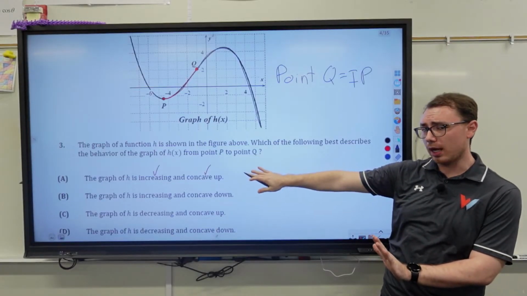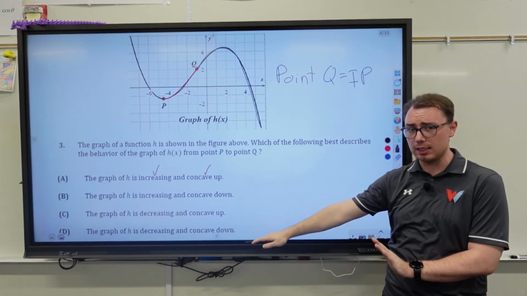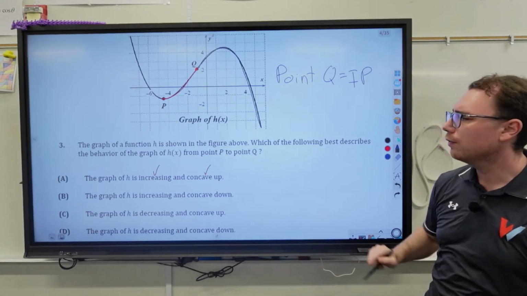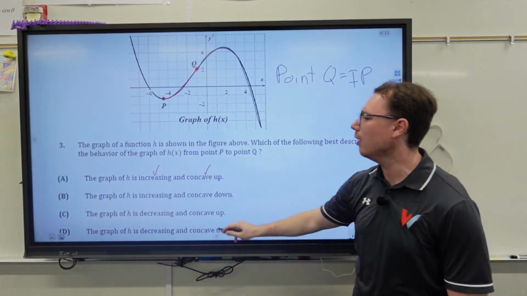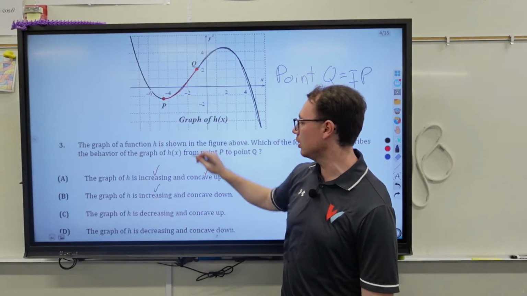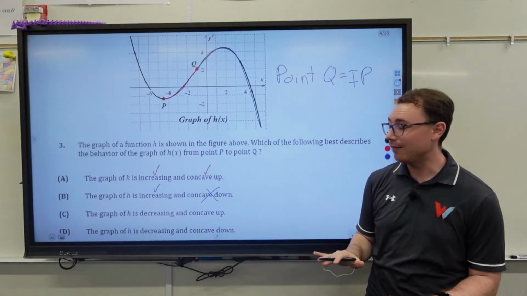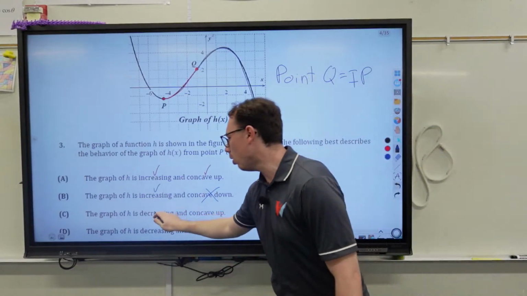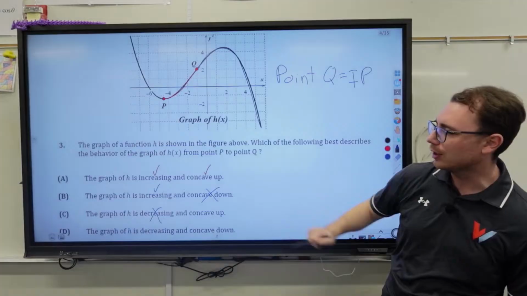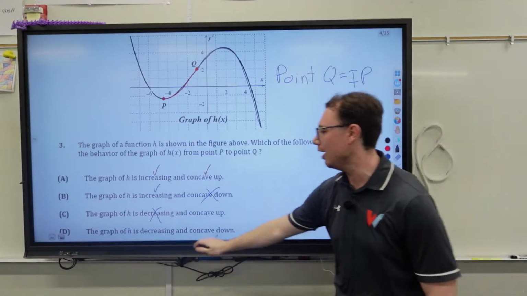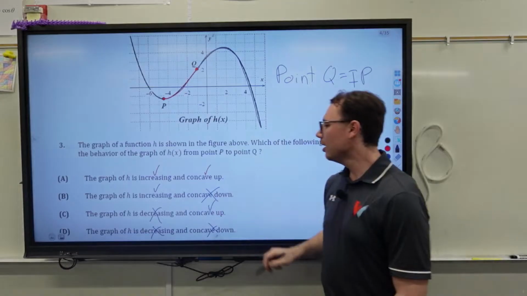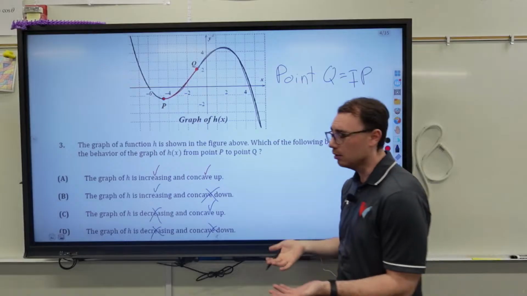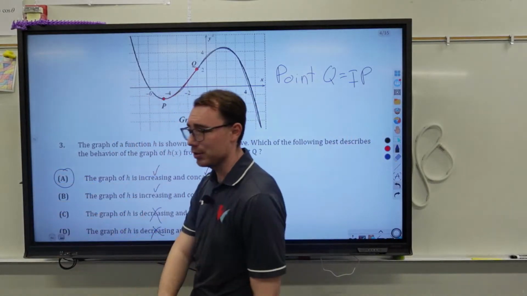A looks to be right, so we want to try and prove B, C, and D wrong. On the AP test, if this is right, just go for it. For B itself, the graph of h is increasing and concave down. We know this is correct for that section there, but it's definitely not concave down between P and Q. For C, the graph of h is decreasing. Well, already we know that's wrong. Same thing for D here. The graph of h is decreasing and concave down. We also know that this is wrong here. The only one that has both those correct statements, increasing and concave up, is A. So A, our first guess, was 100% right.